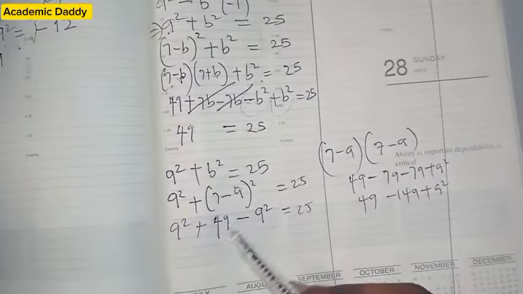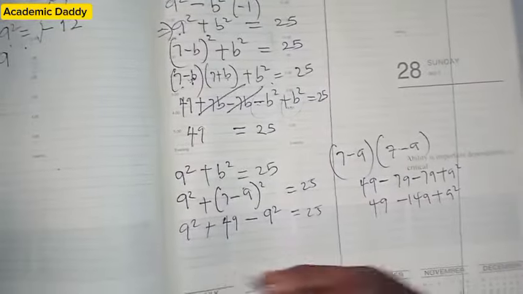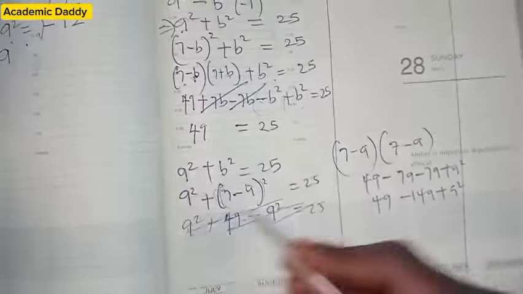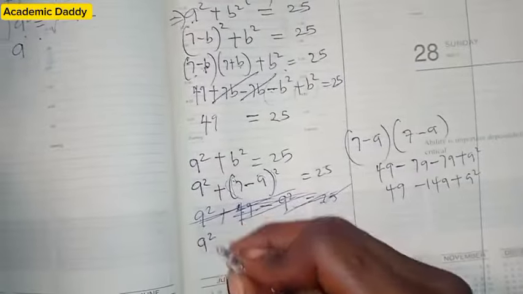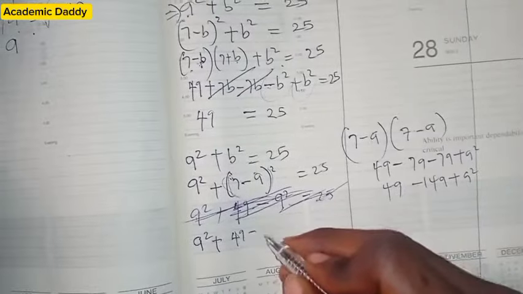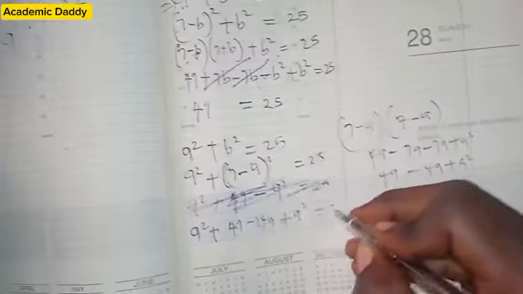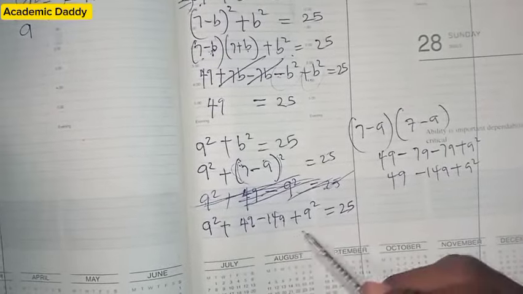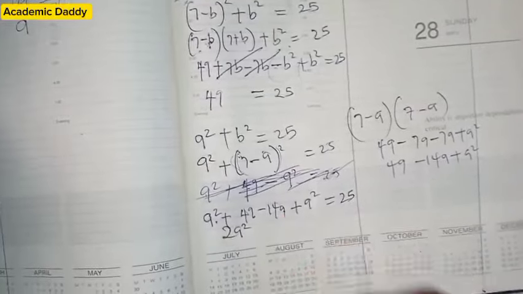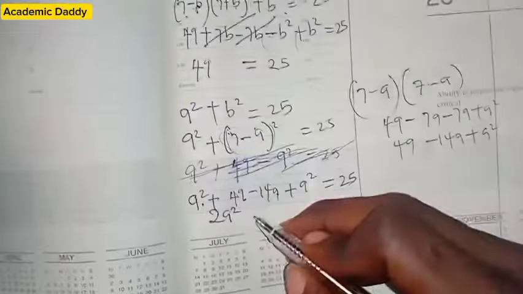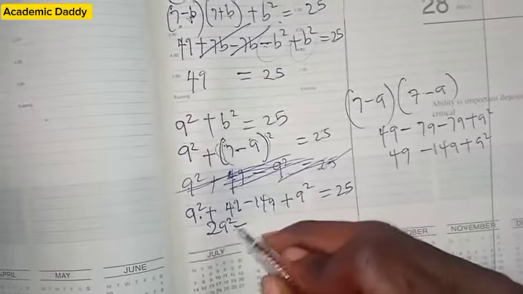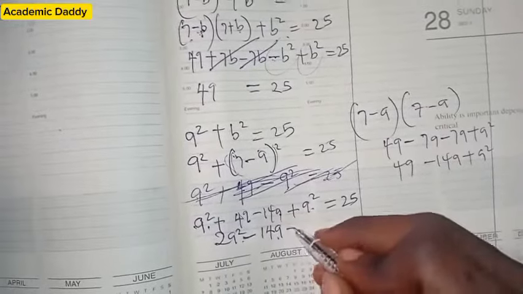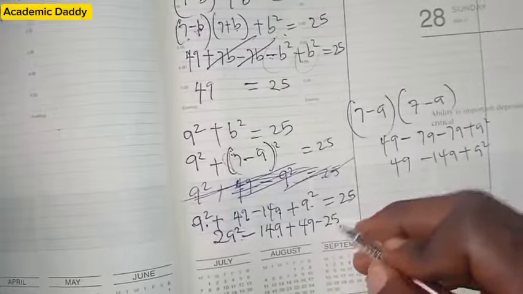Okay, let's do it this way. I was solving it initially as difference of two squares. So now if I carry this into this, remember that this is the part for b. So replacing this now, I'll have a squared plus everything here, 49 minus 14a plus a squared is equal to 25. So let's do this. A squared plus a squared is going to be 2a squared, then minus 14a, then plus 49. I'm going to carry this one crossing over, minus 25 equals 0.